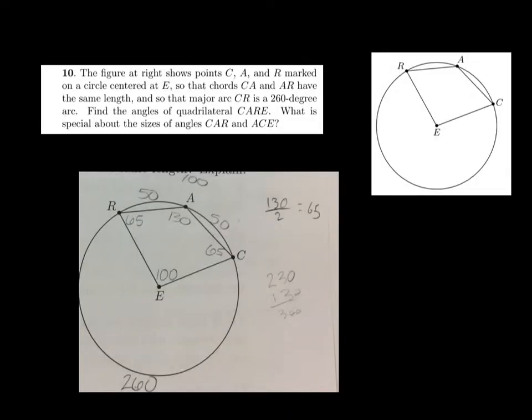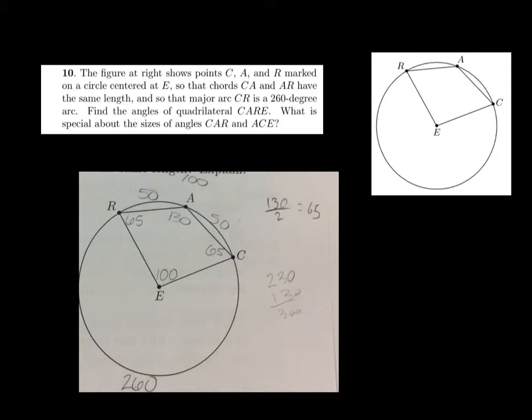The figure at right shows points C, A, and R marked on a circle centered at E, so that chords CA and AR have the same length, and so that major arc CR is a 260-degree arc. Find the angles of quadrilateral CARE. What is special about the sizes of angles CAR and ACE?